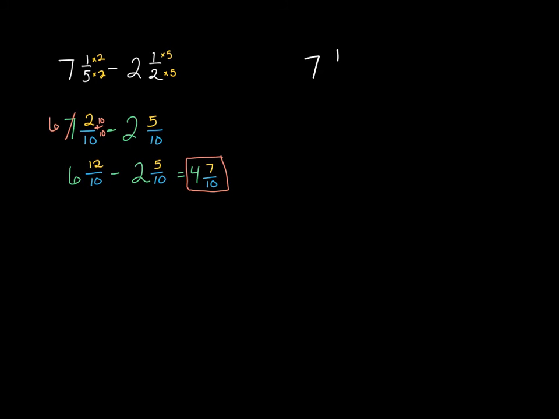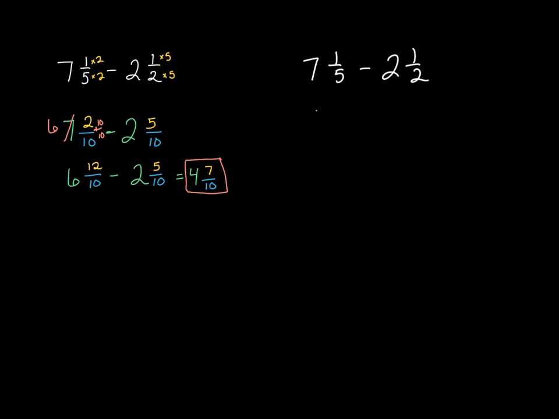Now let's look at the same problem and solve it by changing it to improper fractions. This method is especially helpful when you start doing negative fractions. Then it definitely makes it a little bit simpler to see things. Improper fractions are just easier to work with than mixed numbers generally. All right, so 7 1/5 would be 36 over 5. 2 1/2 would be 5 over 2.